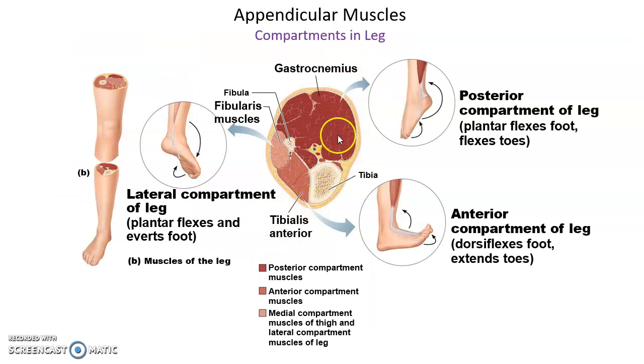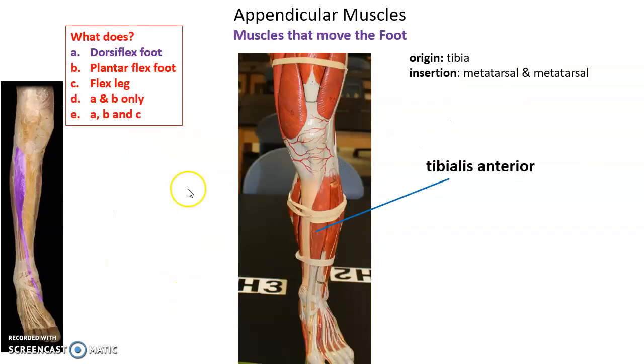In the lower leg, we have a posterior compartment and an anterior compartment. In the anterior compartment, we have tibialis anterior toward the front. Its origin is the tibia. It inserts into the metatarsals in the foot, and it helps to dorsiflex the foot to move the foot, the toes, so they're going up.